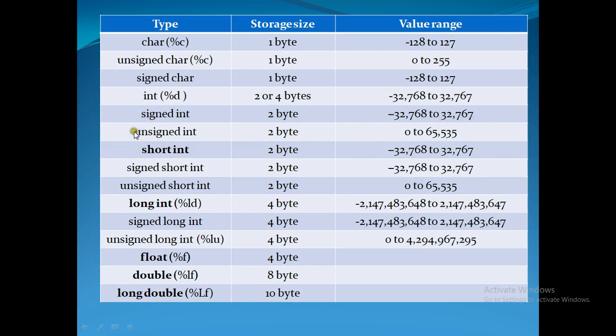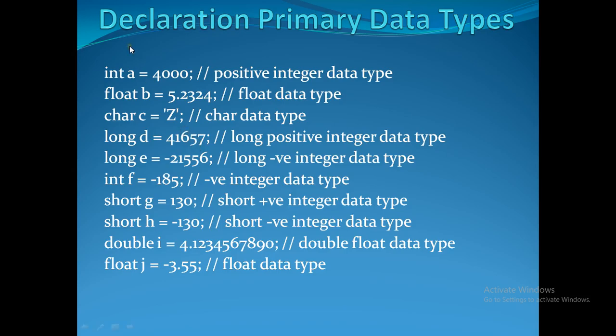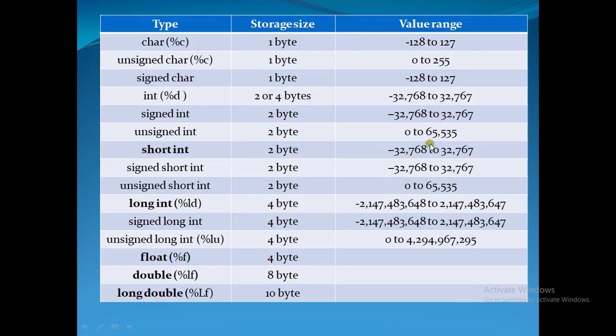Unsigned, remember, every unsigned data type has positive values. That is very important. Positive values will be considered for unsigned data types. Then short int is the same as integer. Signed short int also has the same range. Unsigned short int is positive again. Then the only difference here is long int.